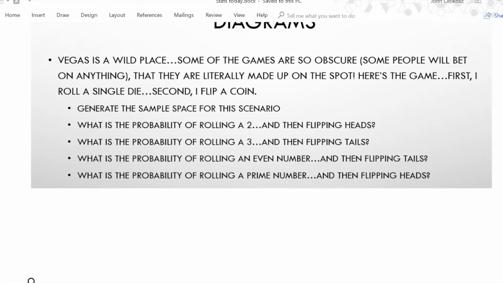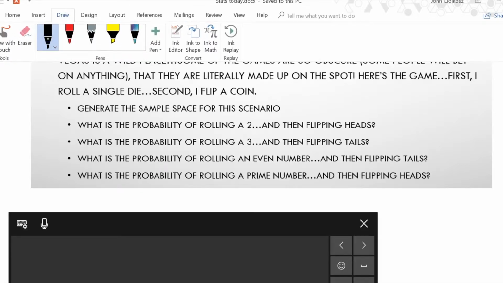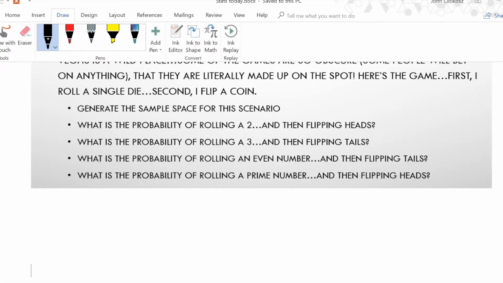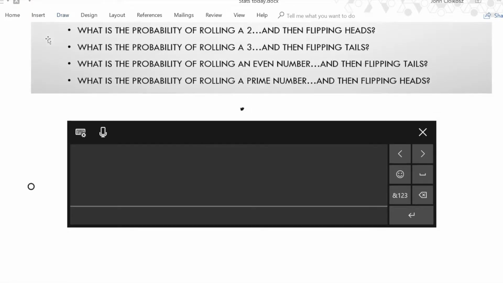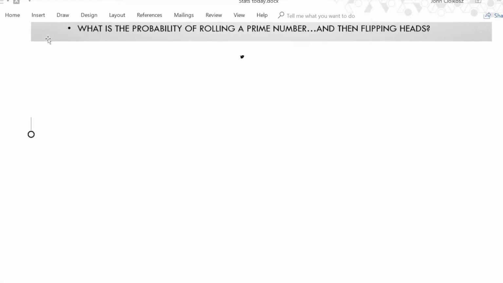Alright, so starting here, we are going to start with rolling a dice. So when I roll a dice, what are the possible outcomes? 1 through 6, right? So let's go ahead and draw that out. Alright, so I start with my dot. And then I have my numbers. So 1, 2, 3, 4, 5, and 6.